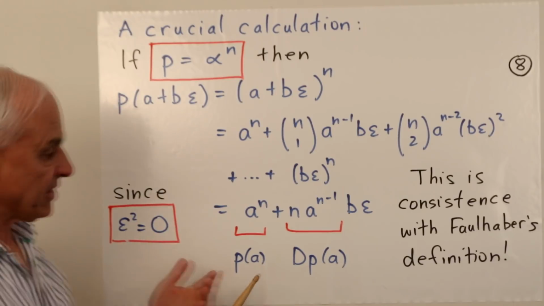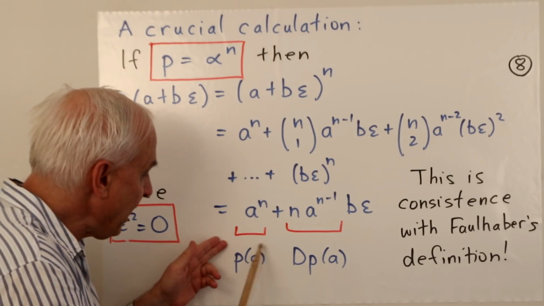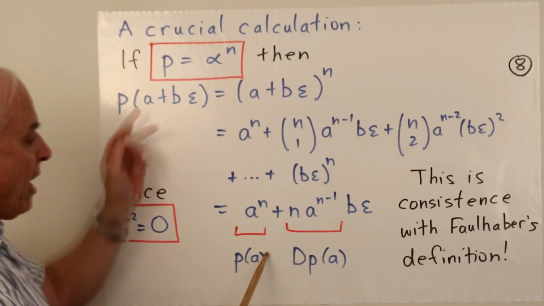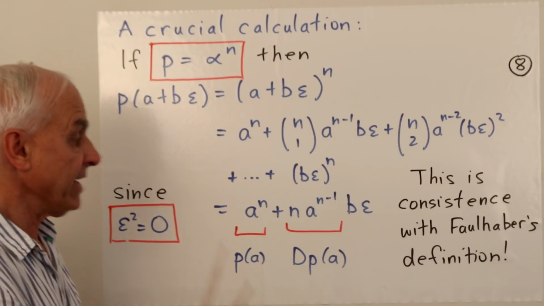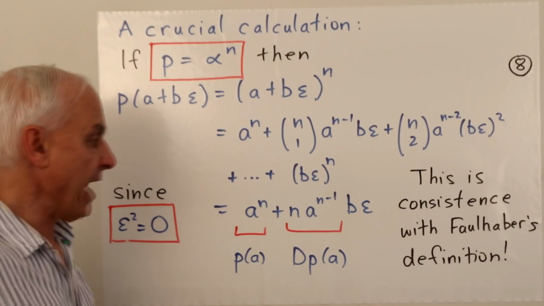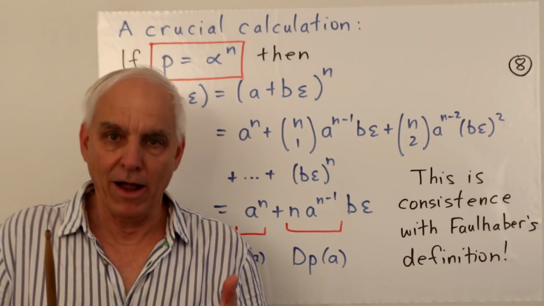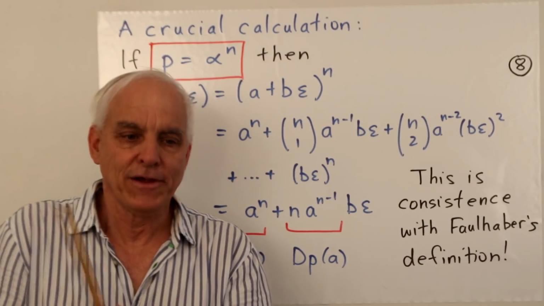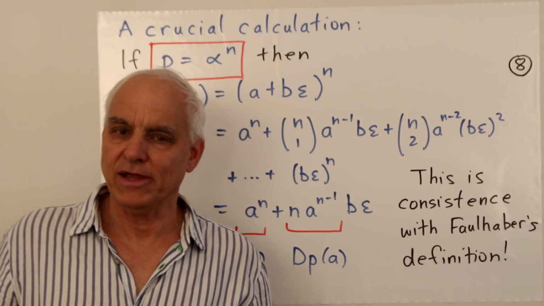And so now we see this is consistent with what we were seeing before, that we are getting p of a plus some multiple of b epsilon, and that multiple is indeed the derivative of p evaluated at a. That's exactly Faulhaber's formula obtained in this semi-miraculous fashion with playing around with the algebra of these dual complex numbers.